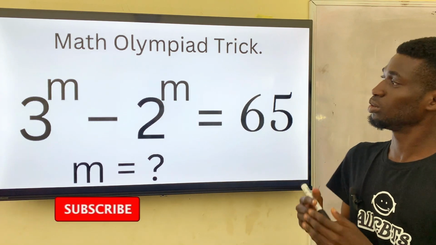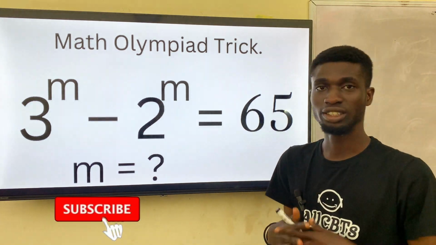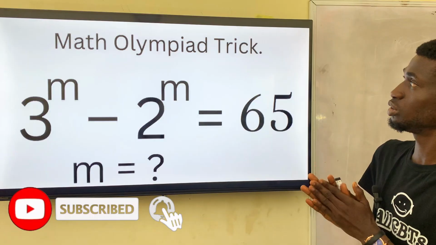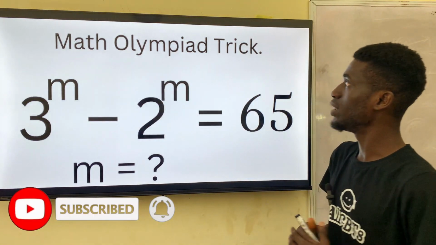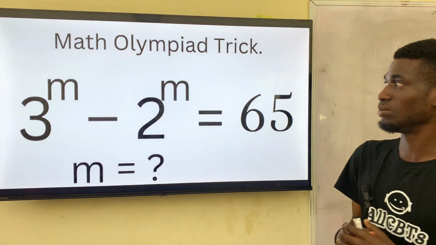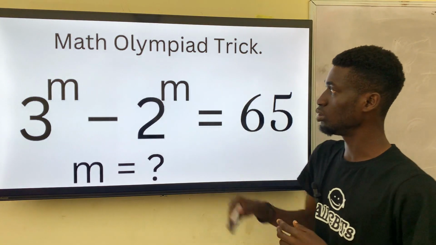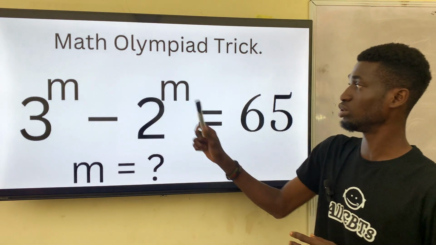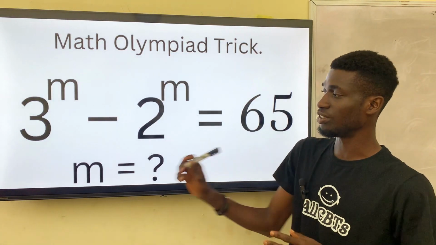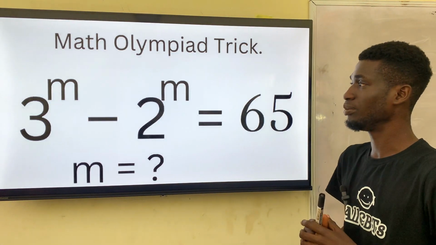Good day, viewers. Welcome to today's exciting series, in which we treat Math Olympiad tricks. We're looking at this question, which says 3 raised to power m minus 2 raised to power m equals 65. What is the value of m?